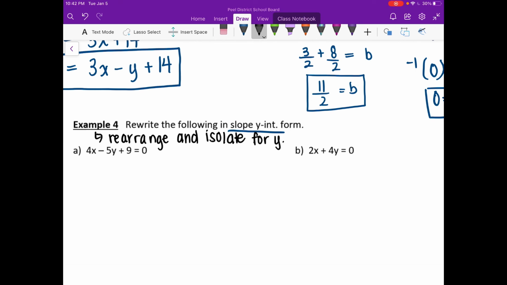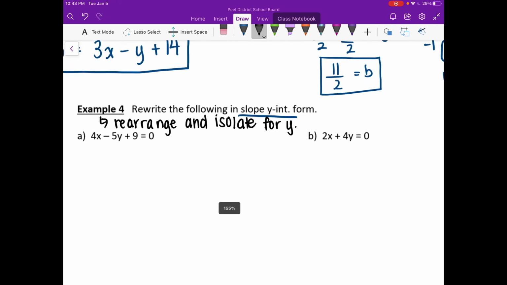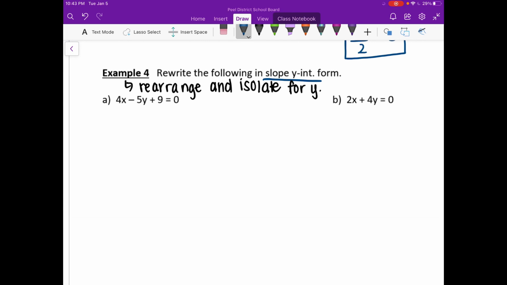So if I give you the standard form of a linear equation and I ask you, tell me what the y-intercept is, totally doable, right? You just rearrange and put it into y-intercept form. Or you can sub in 0 for x. Either one works. Okay? All right. Let's try doing these two together.